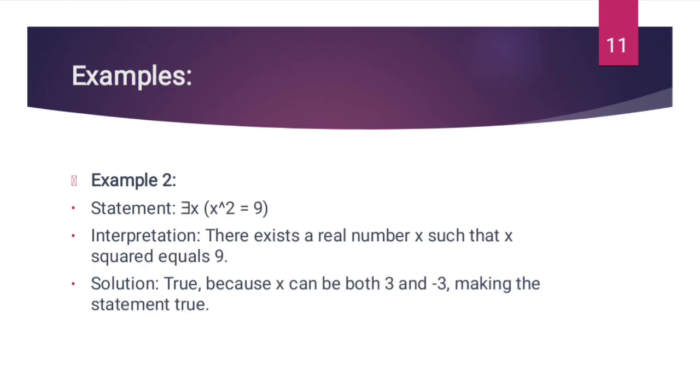Example 2. The existential statement: there exists x such that x squared is equal to 9. The interpretation: there exist real numbers x such that x squared equals 9. The solution is true because x can be both 3 and negative 3, making the statement true.